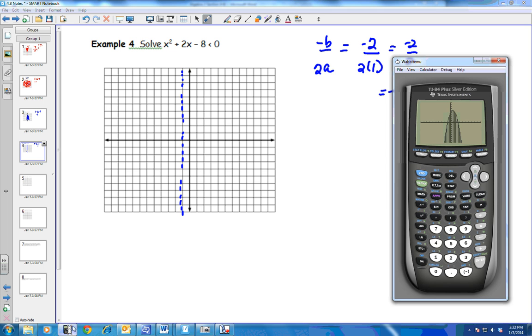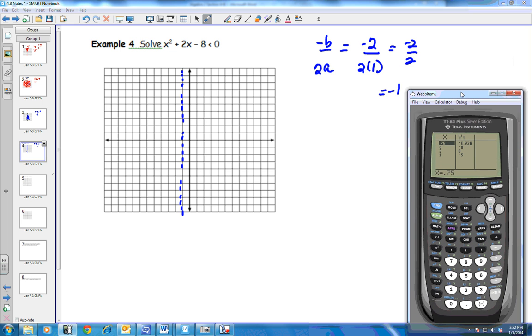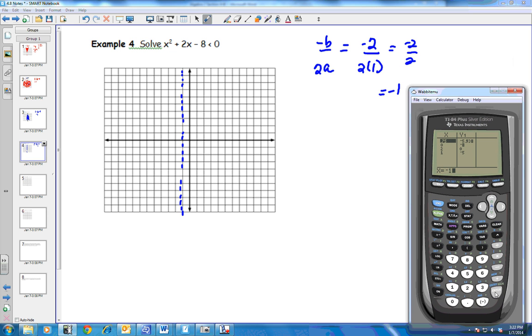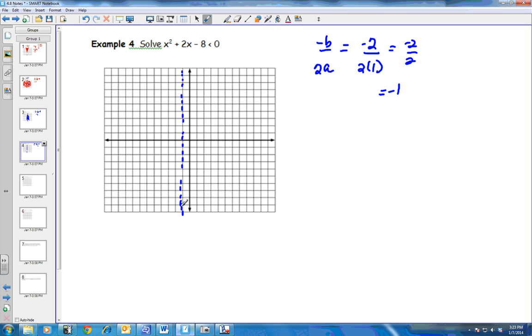So let's go to our calculator, plug it in. I have x squared plus 2x minus 8. And I'm going to graph that. All right, so let's go to our table and find out what we get when we type in negative 1, because that's going to be my vertex. It's negative 9, so negative 1, negative 9. Here's my vertex. Okay, let's go ahead and graph this.